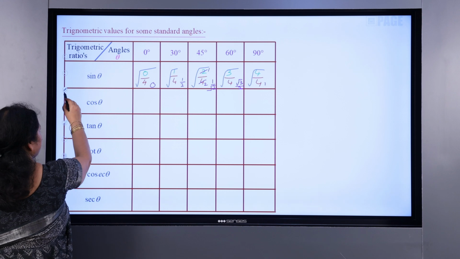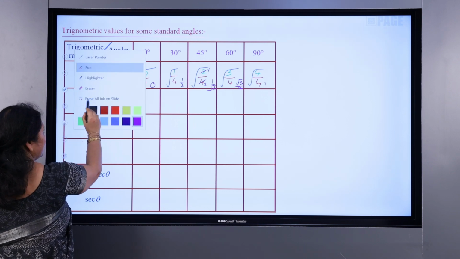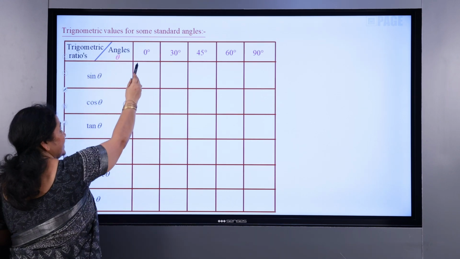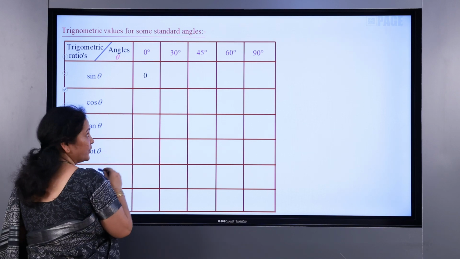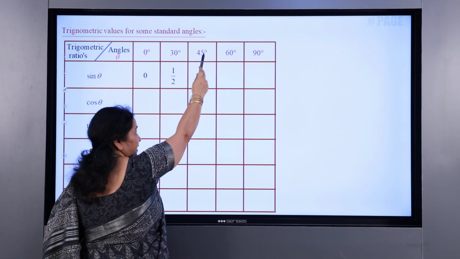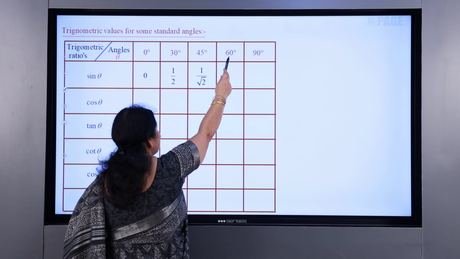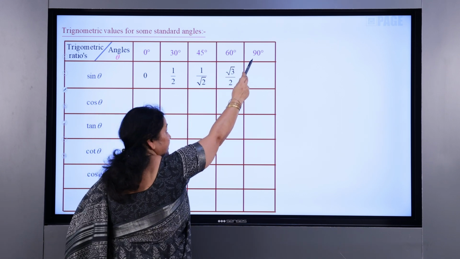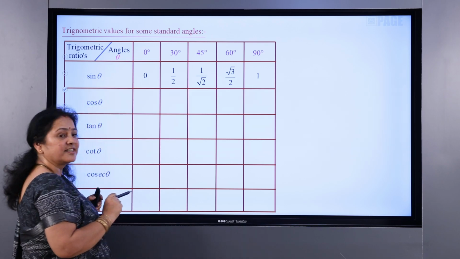So now if you have to write these values, sine 0 degrees is nothing but 0. Sine 30 is 1 by 2. Sine 45 is 1 by root 2. Sine 60 degrees is root 3 by 2. Sine 90 degrees is 1.